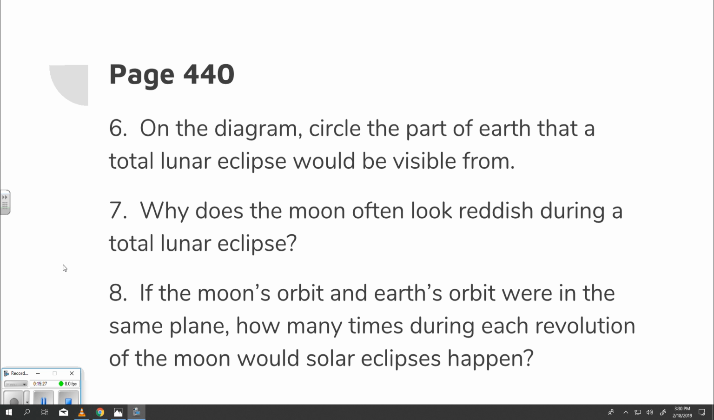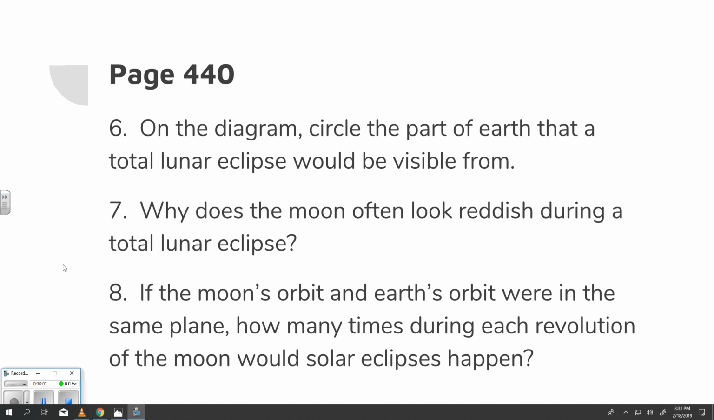Question 6. On the diagram, circle the part of the Earth that a total lunar eclipse would be visible from. Circle the left half of the Earth, or the dark half of the Earth, opposite where it says sun's rays.